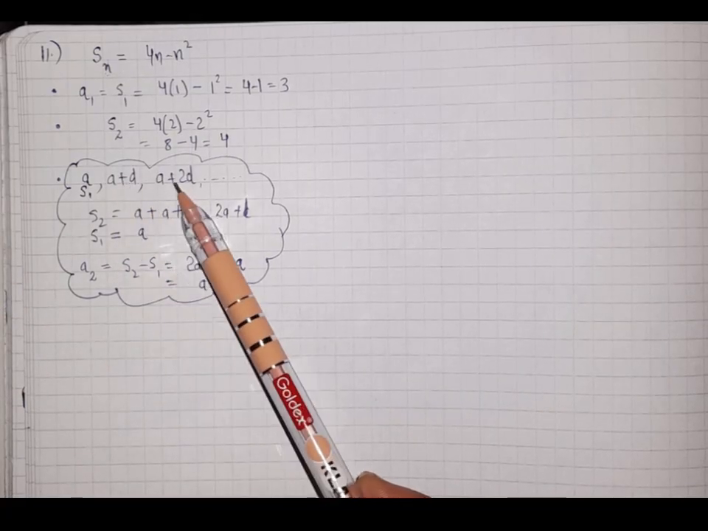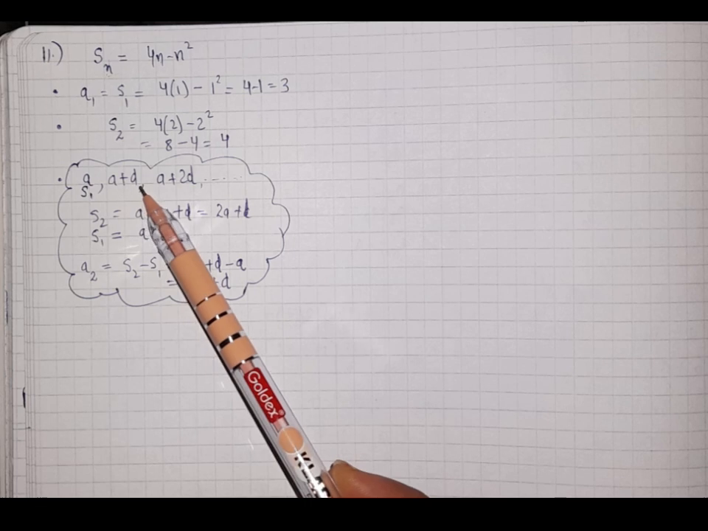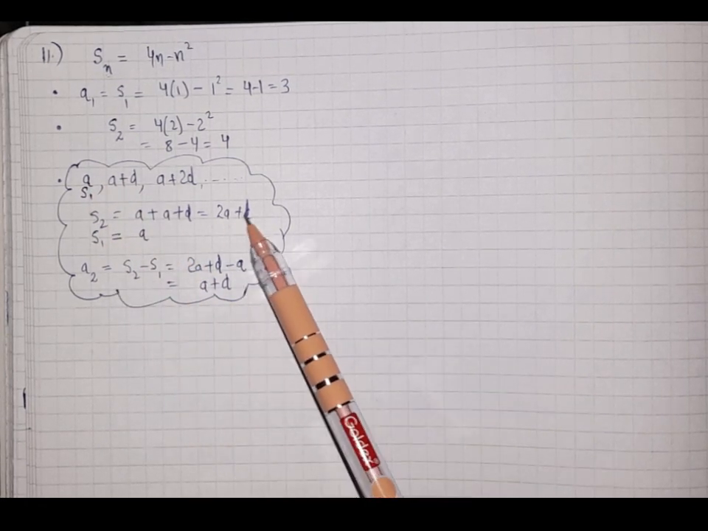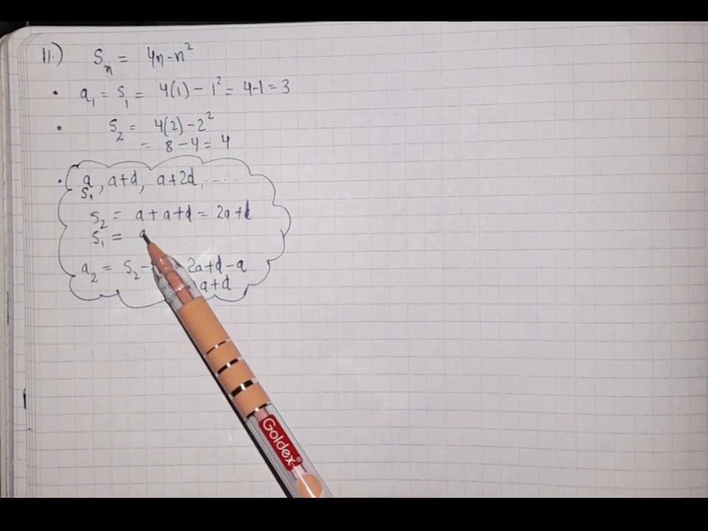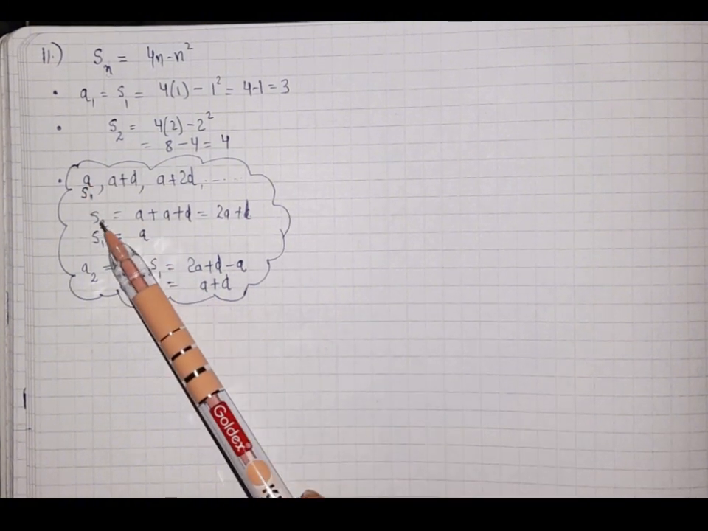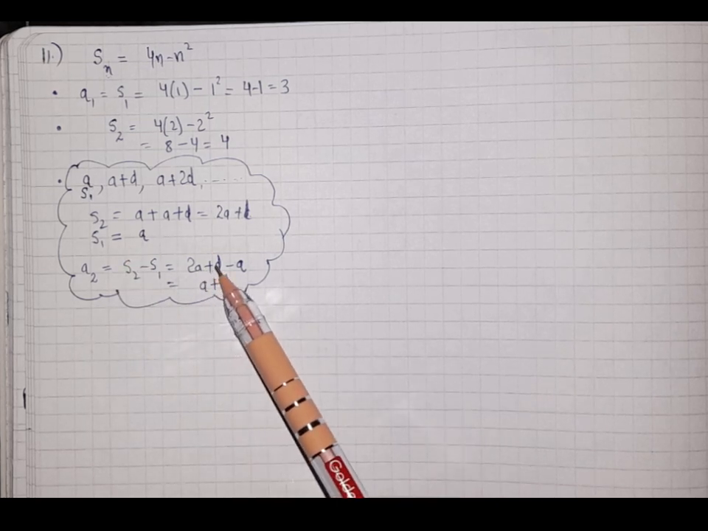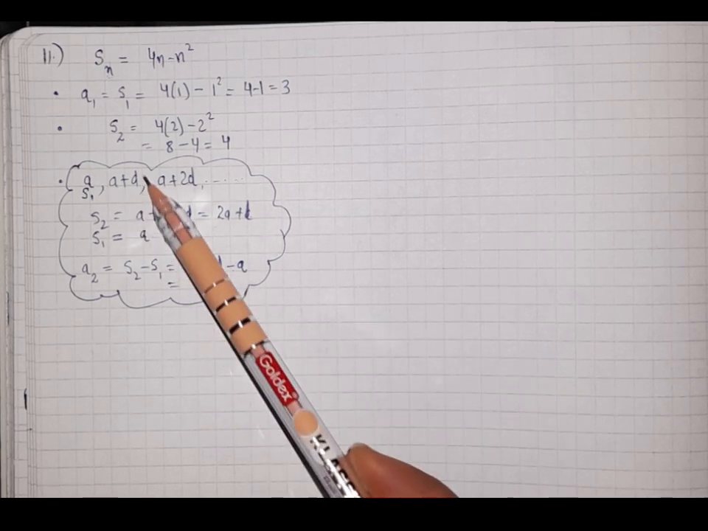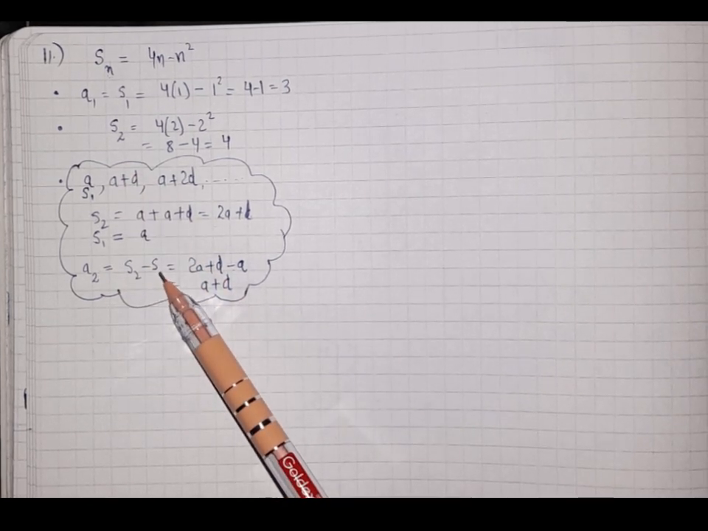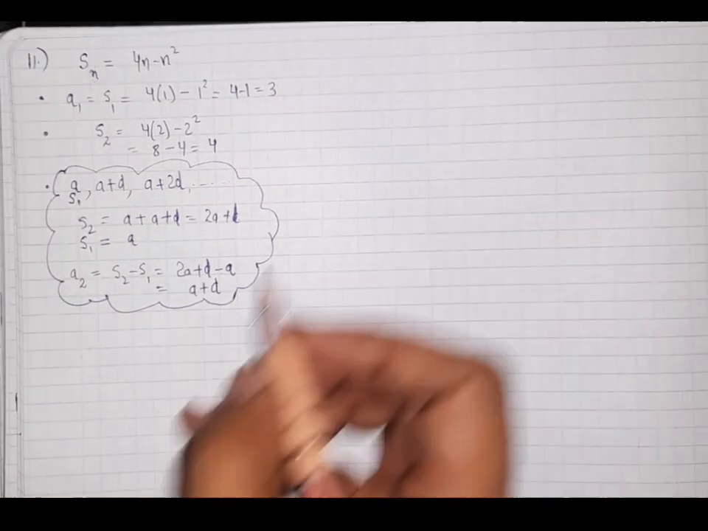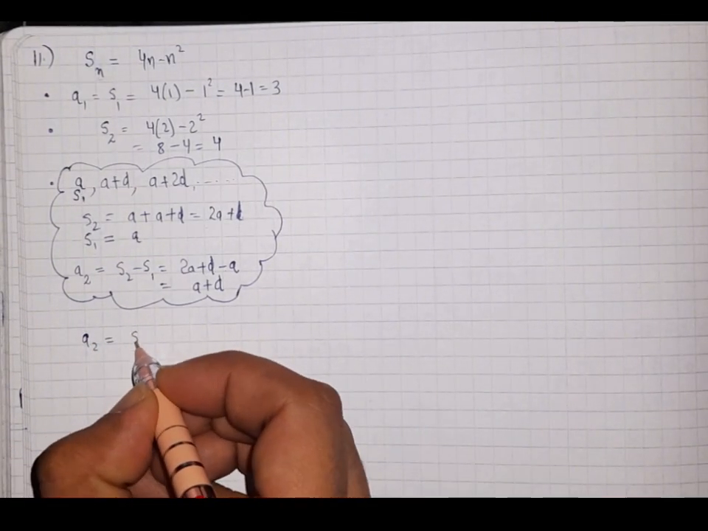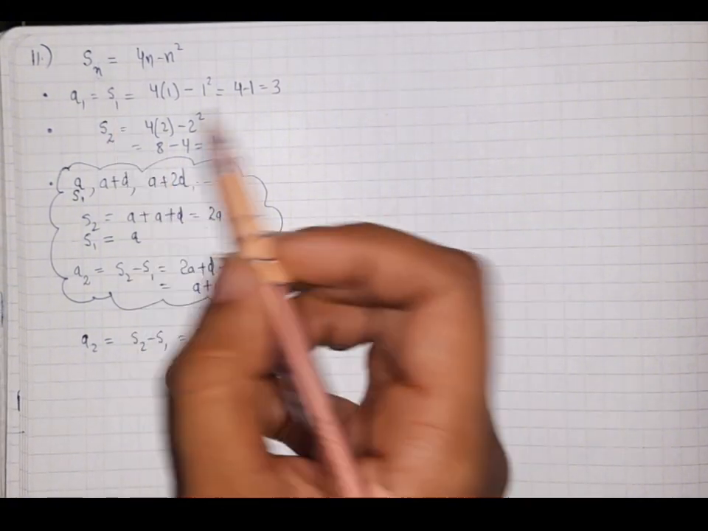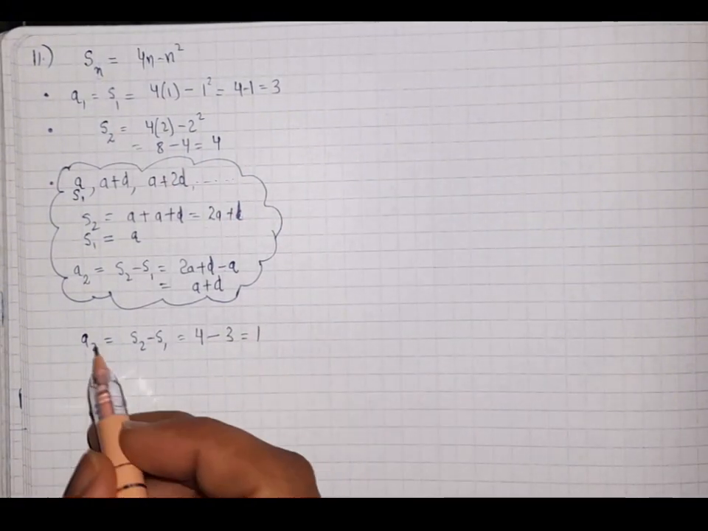Since we know that this is the general form of an AP, where A is the first term, A plus D is the second term, the sum of the first two terms will be S2 equals 2A plus D, and the sum of only the first term, that is S1, equals A. Now S2 minus S1 equals 2A plus D minus A, that is A plus D. This is the second term. So A2 will be S2 minus S1. To find the second term, we will have S2 minus S1. S2 is 4 and S1 is 3. So the second term is 1.